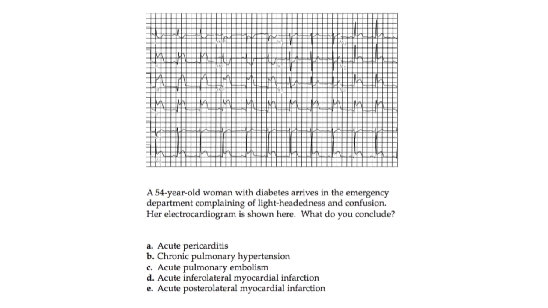What do you conclude? So first up, we try and answer the question before even looking at the options. So what can we observe here? Oh dear. Massive ST elevation. Now we can look at the territory. Look, 2, 3, AVF, right? So we know that that is inferior. By the way, sorry, this is lead 1, 2, 3, AVR, AVL, AVF, and then we have V1 through V6 there.